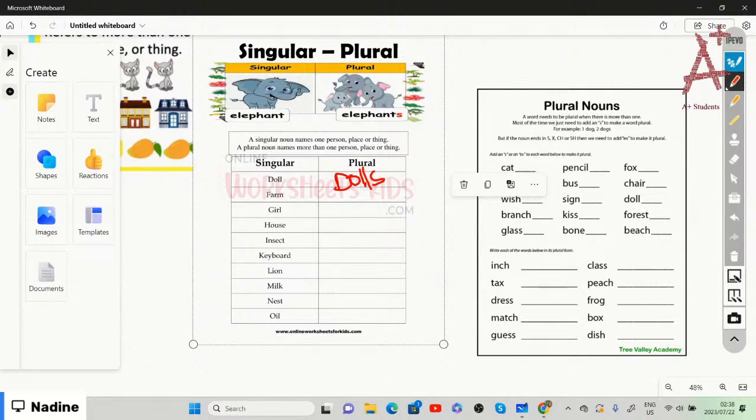Farm. If we make it plural, then we add an S. Girl, one girl, more than one, girls. And then we have house, and then we have houses. Then we have insect, then we have insects.